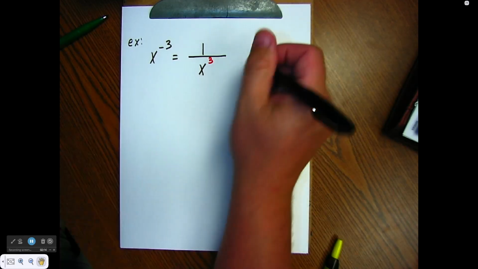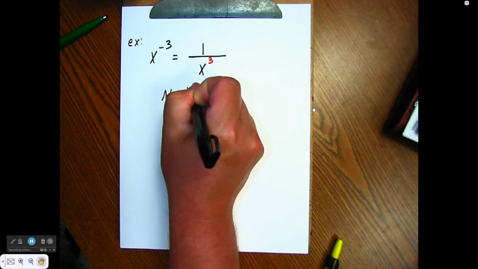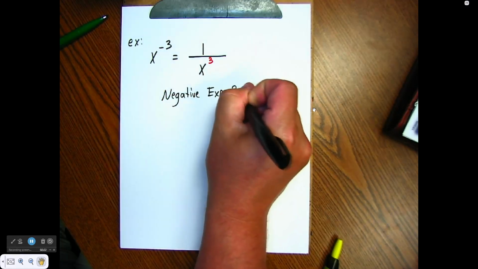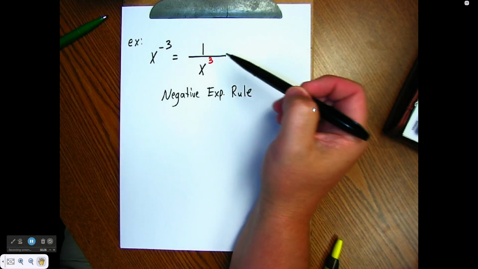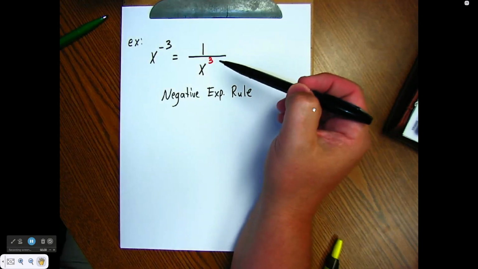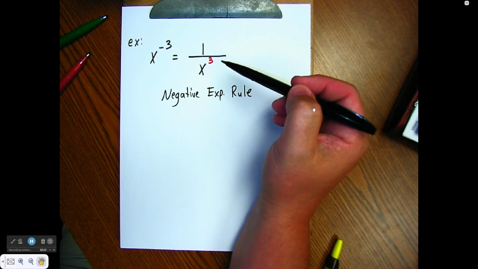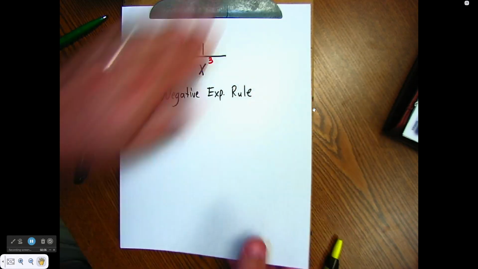And the name of this rule is called the negative exponent rule. The little catchphrase again is crossing the line changes the sign on the exponents only. Let's look at another example.